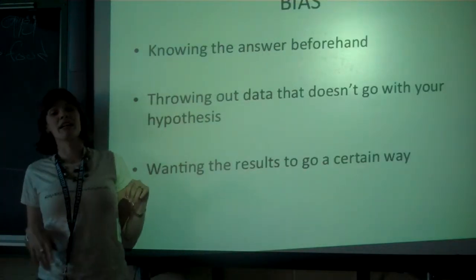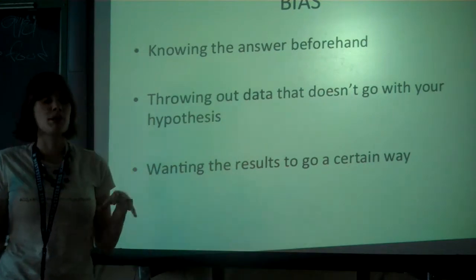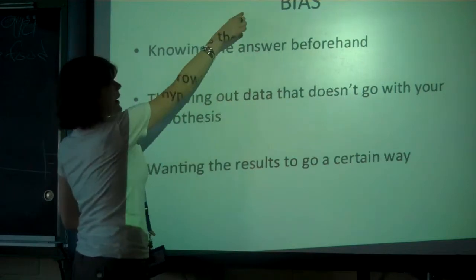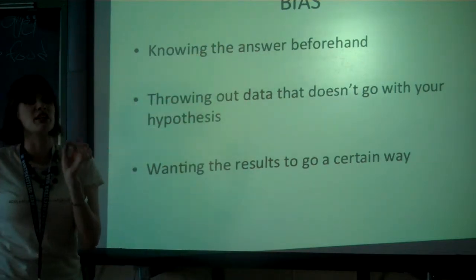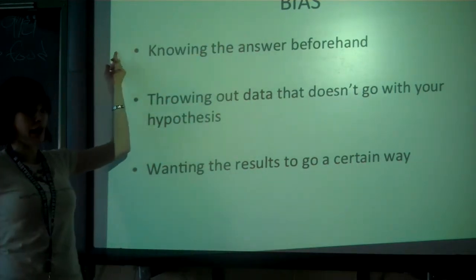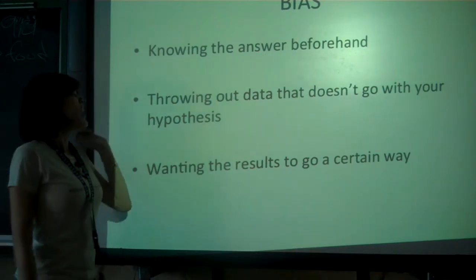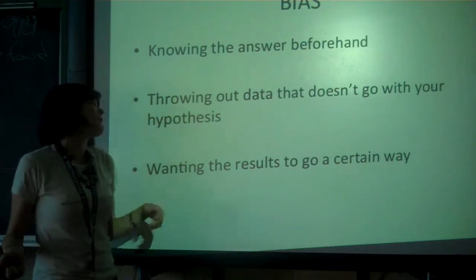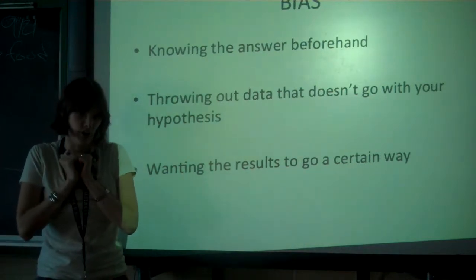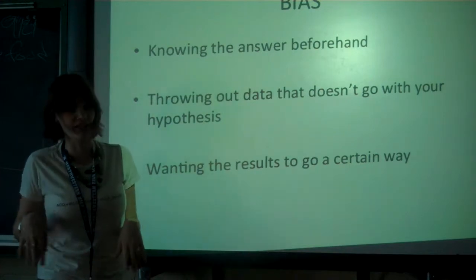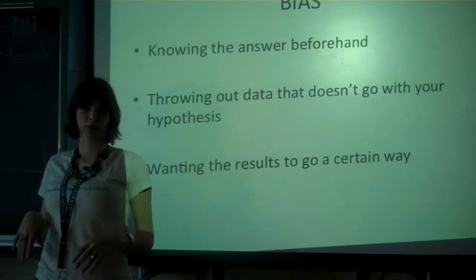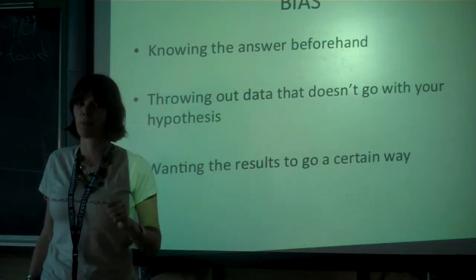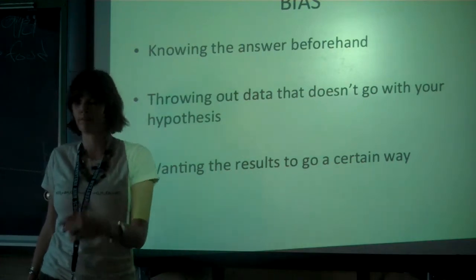Now, when we are talking about bias, when we're talking about our results, we always want to keep on the lookout for bias. There are a couple of things that can cause bias. Knowing the correct answer beforehand. Getting rid of data that doesn't support your hypothesis. Or really badly wanting the results to go a certain way. Remember our McDonald's example? When you're going to be offered $1,000 to have McDonald's win the survey, you're probably going to go with McDonald's. It's going to change your results.